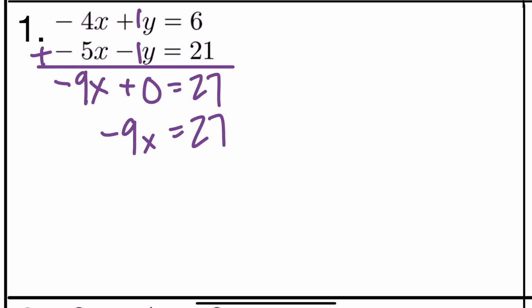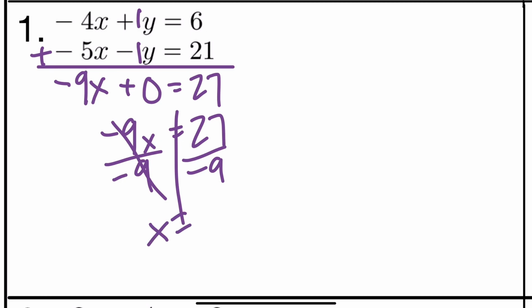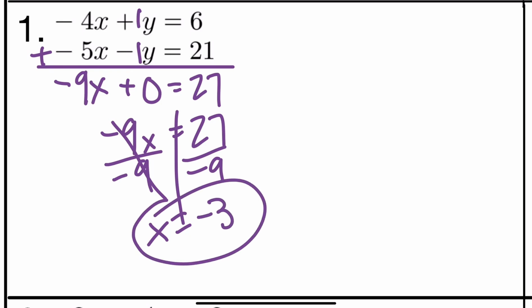Cool. Now I just want to get our x by itself so that we can solve for it. So I'm going to draw my line. I know that this -9 needs to go. So I'm going to divide by -9. Divide by -9. This is gone. So we're left with x equals 27 divided by -9. That should be a -3. Cool. All right. Am I done yet? No. So we still got to find our y here.